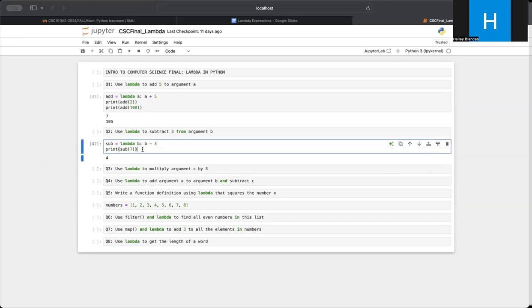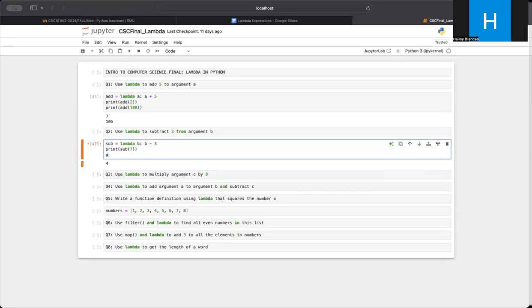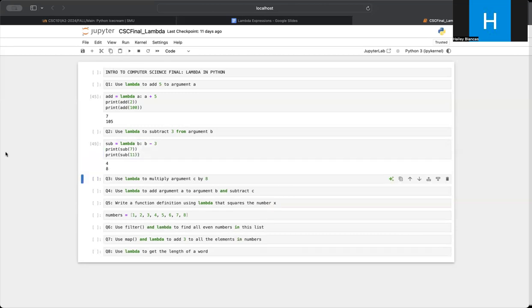Let's try this one again. We'll write print sub 11. Eleven minus 3 is equal to 8, so we know this second trial ran correctly as well. Let's move on. Question 3.